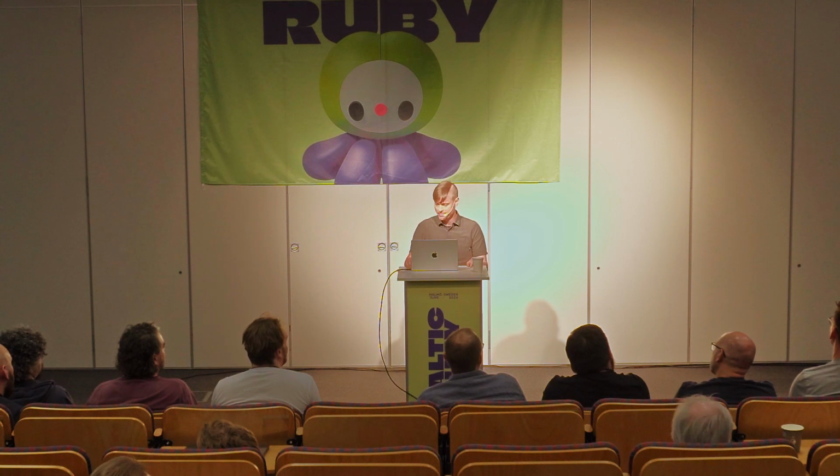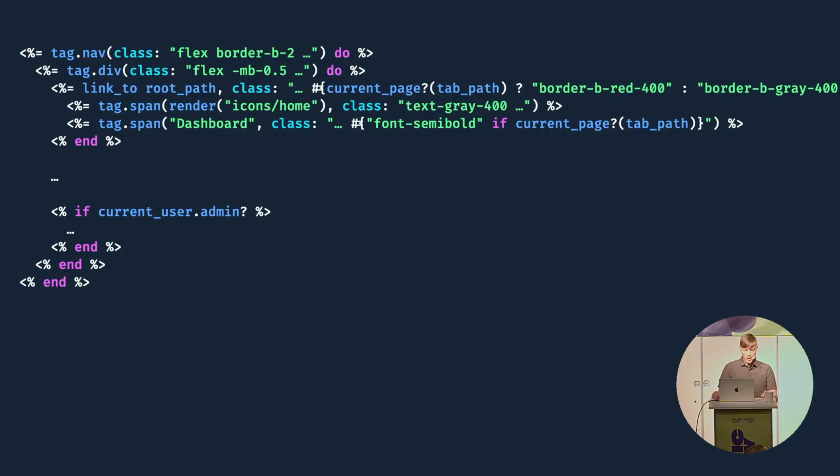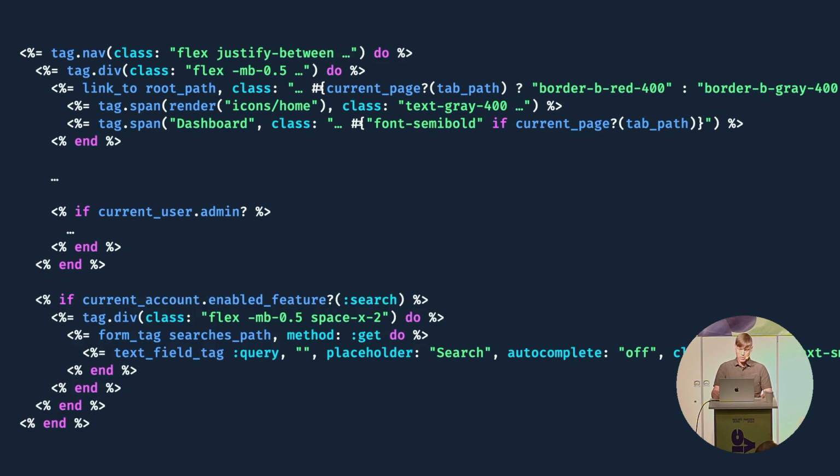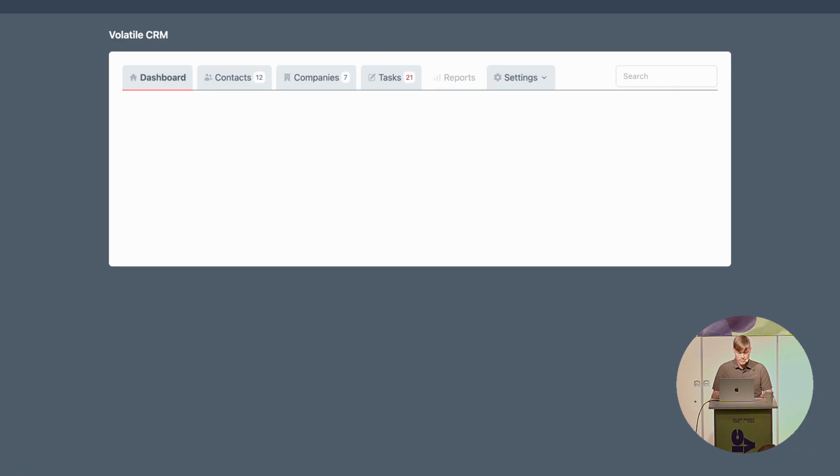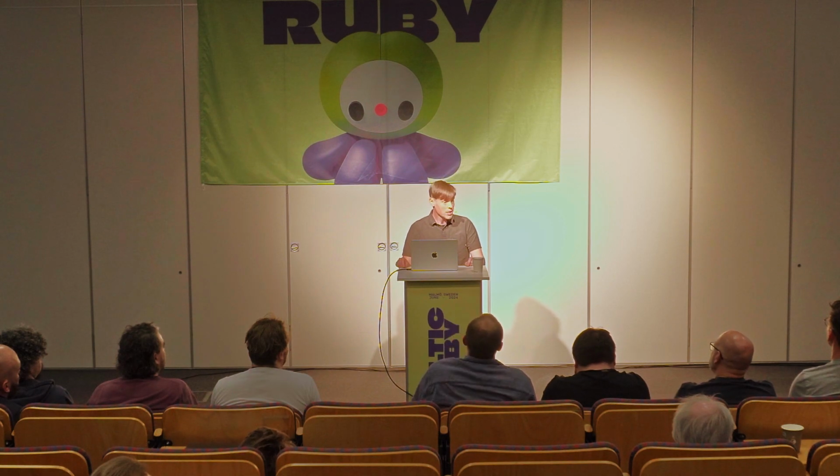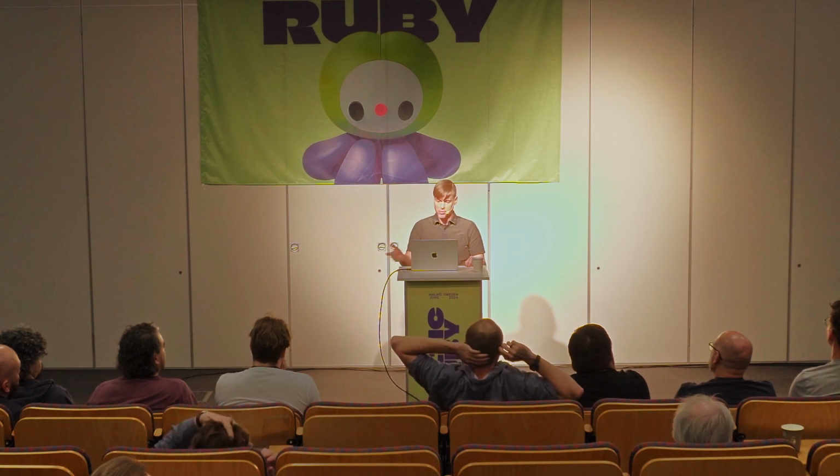Okay. So back in our template, we add some CSS to the nav element to use flex justify between so that the search box will float to the right. And we add a new conditional block checking to see if the current account has the search feature enabled, and then render a div with our search form. And we've done it. Users are happy, designers are happy, product is happy. They even mentioned that another team is wanting to use this tab nav concept for another part of the app.